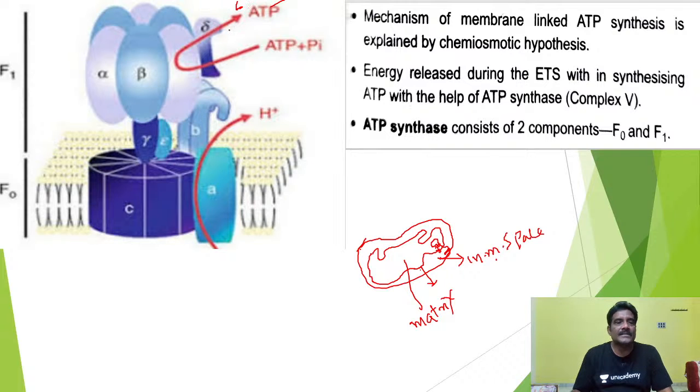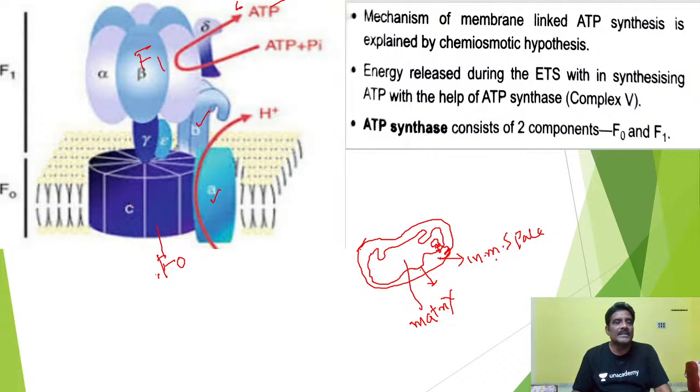This is the structure of the ATPase here. It has got how many parts? This is F0, and this part is F1 part. Both F0 and F1 parts are connected by protein subunits here, A and B protein subunits. This is the A subunit and this is the B protein subunit. Both are connected like this.